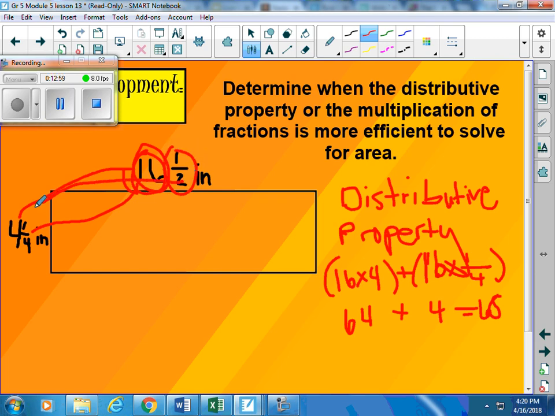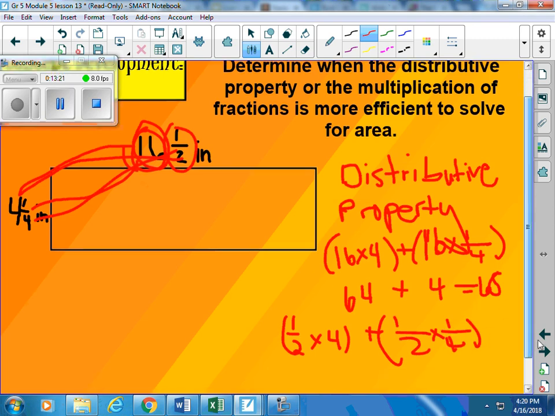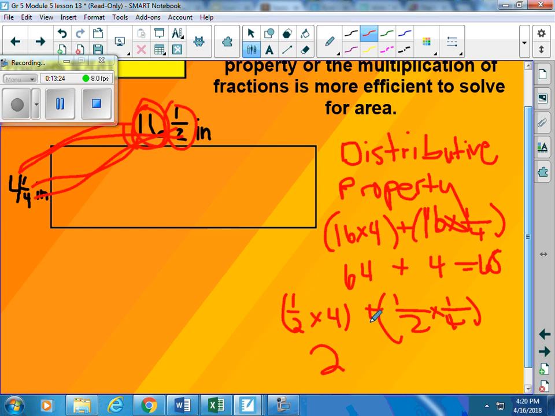So now I'm going to take 1/2 times 4. And I'm going to then take 1/2 times 1/4. And now I'm going to solve this. 1/2 of 4 is 2. And plus, or I'm sorry, times 1/8 equals 2/8, plus 68.